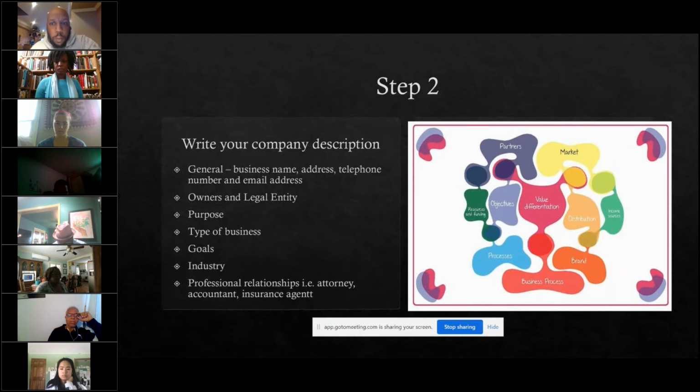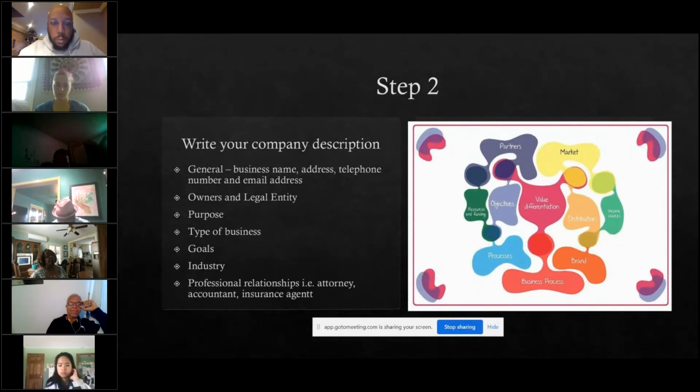So then, step two, you want to write your company description. Okay, your business name, address, telephone number, and email. You know, someone attended a how to write a business plan class, and I was horrified when I reviewed the documents that came out of that class because they didn't have something as simple as the person's name and contact information. You want to list the owners and the legal entity.